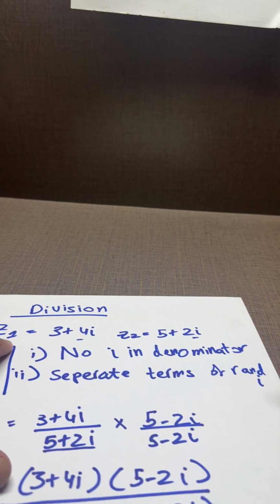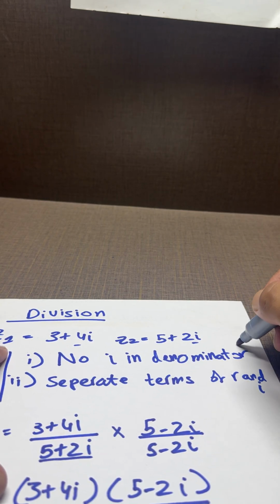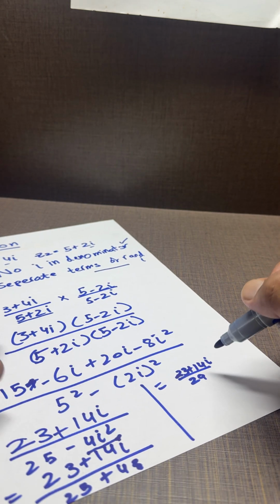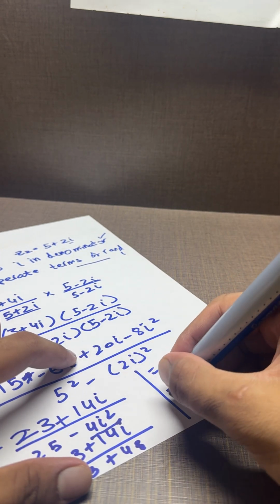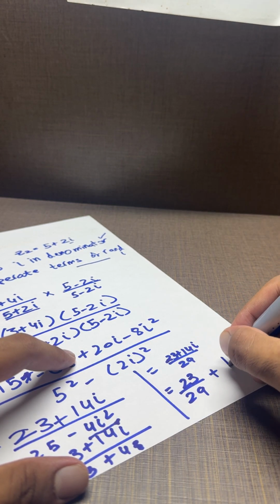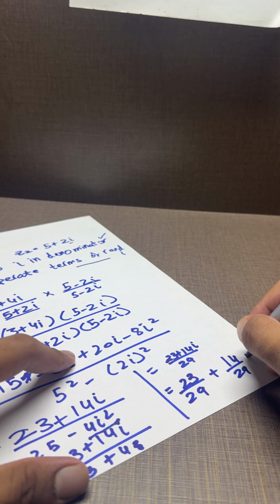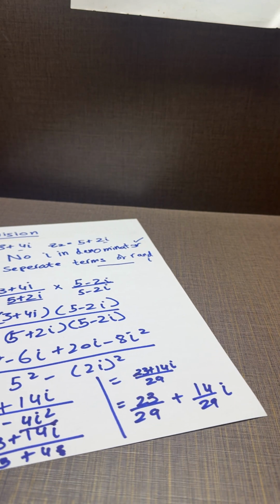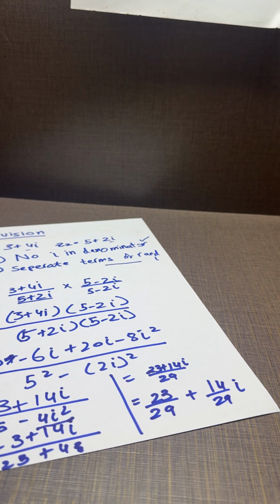So now the first condition is met, no i is in the denominator now, and now we need to see if there are separate terms. No, there are no separate terms, they're a single fraction. So to make it in separate terms, what we would do is 23 over 29 plus 14 over 29 i. Okay, this is the format in which we do division of complex numbers.